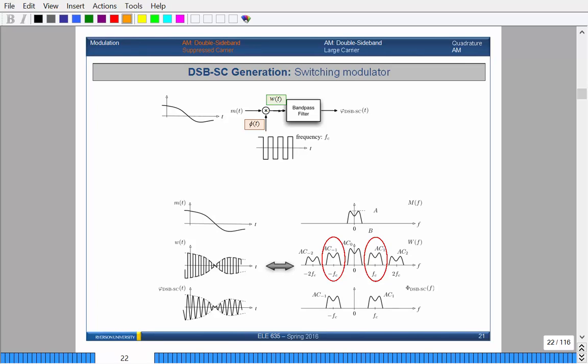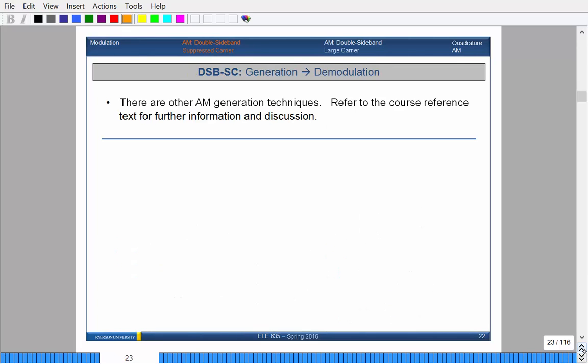Once you multiply by your switching signal, or your switching modulator, you run it through a bandpass filter, and what you get should be just the double sideband suppressed carrier by itself. So this is what happens when you multiply by a switching modulator, and this is what happens after you bandpass filter. BPF stands for bandpass filter. And that's exactly what will happen. Not bad. Any questions here so far? Just raise your hand. Don't be shy.